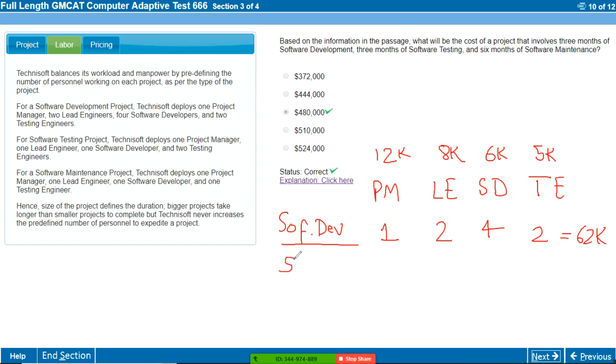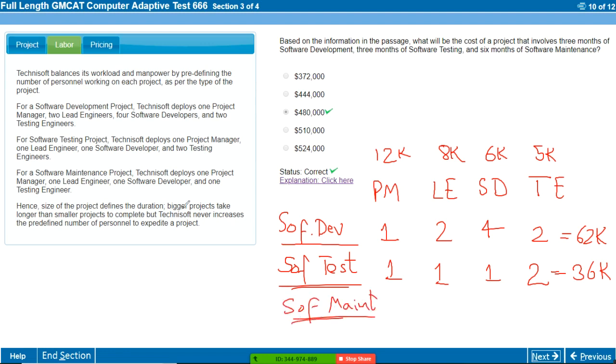Similarly, now for the software testing, from here we need one project manager, one lead engineer, one developer, but two testing engineers. So again, doing this summation, 12 into 1, 8 into 1, 6 into 1, 5 into 2, you get the value of 36,000. Finally, for the software maintenance, again we have this information. All of them are 1. So simply sum up these values and you get 31,000.